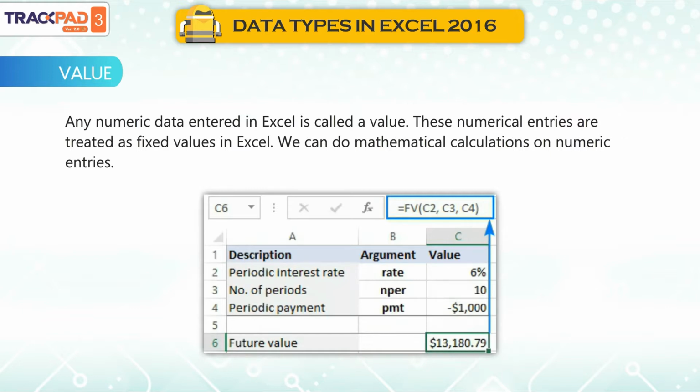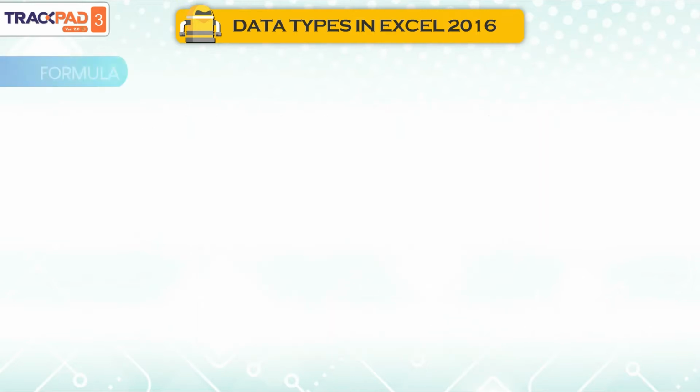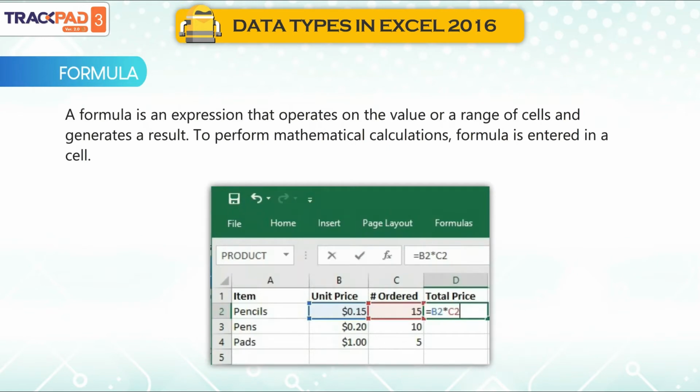Value. Any numeric data entered in Excel is called a value. These numerical entries are treated as fixed values in Excel. We can do mathematical calculations on numeric entries. By default, numeric values are always right-aligned. For example, 45, 85574.